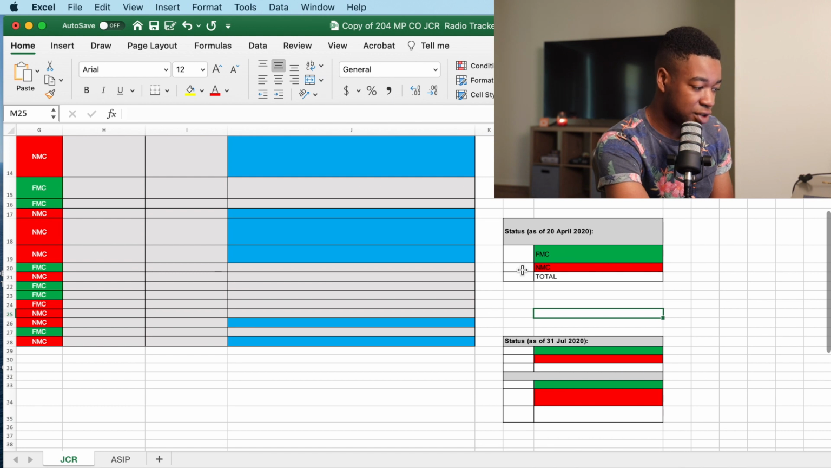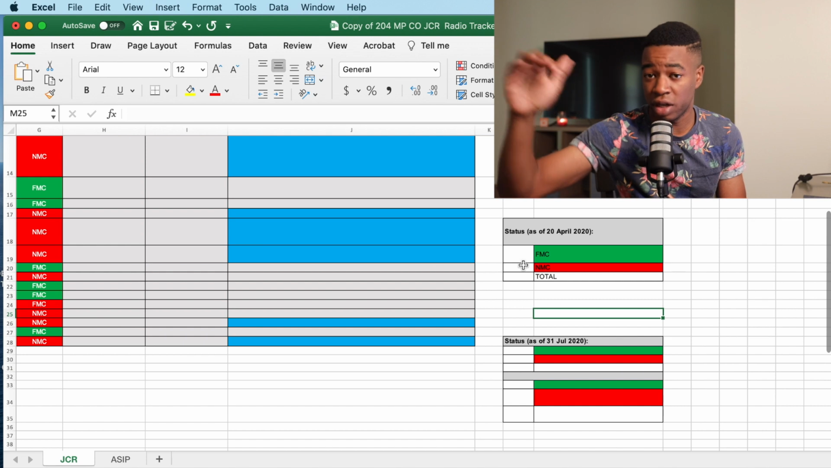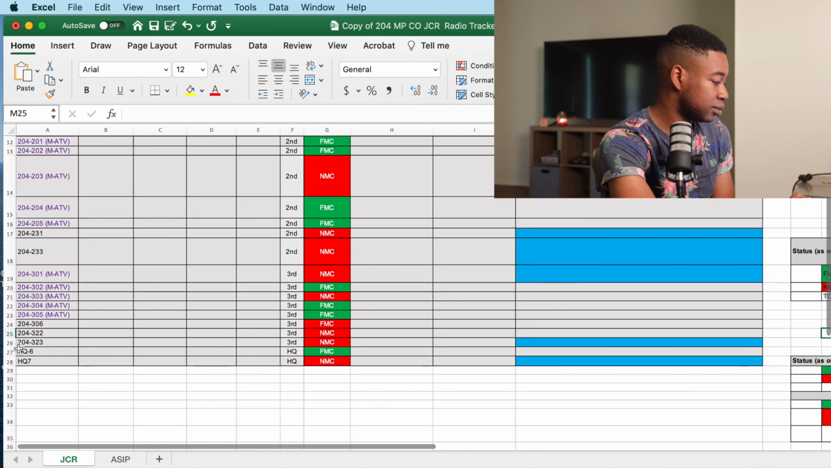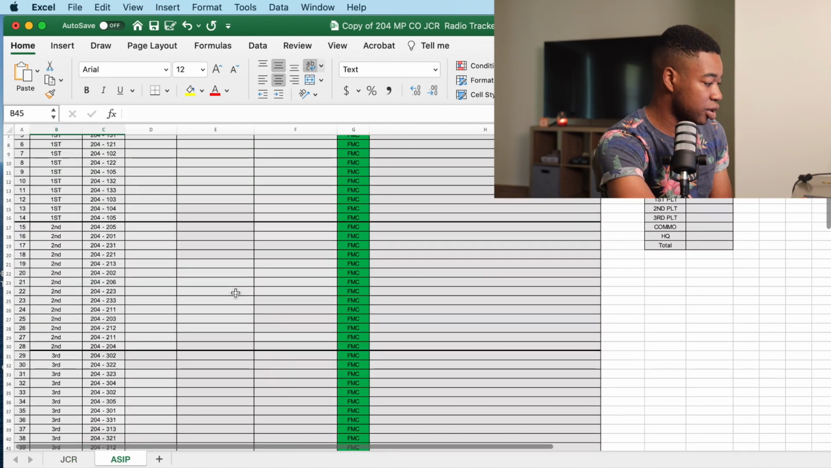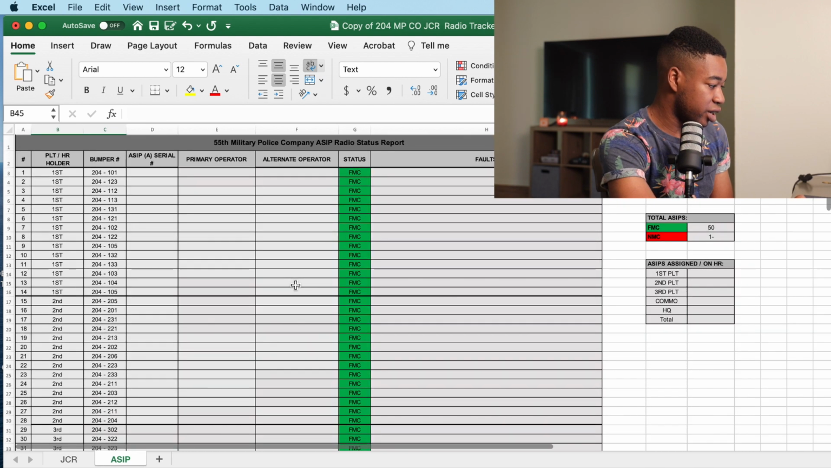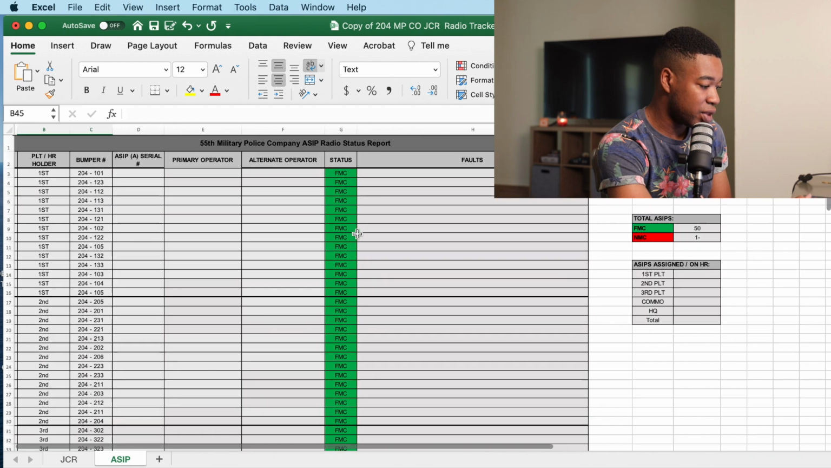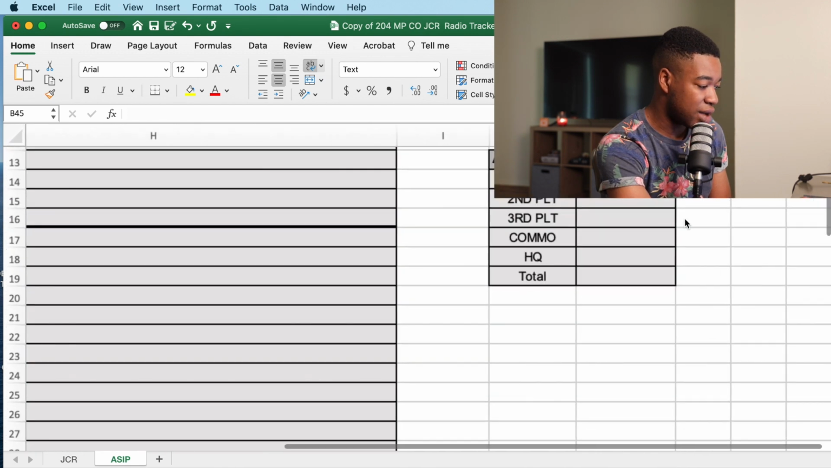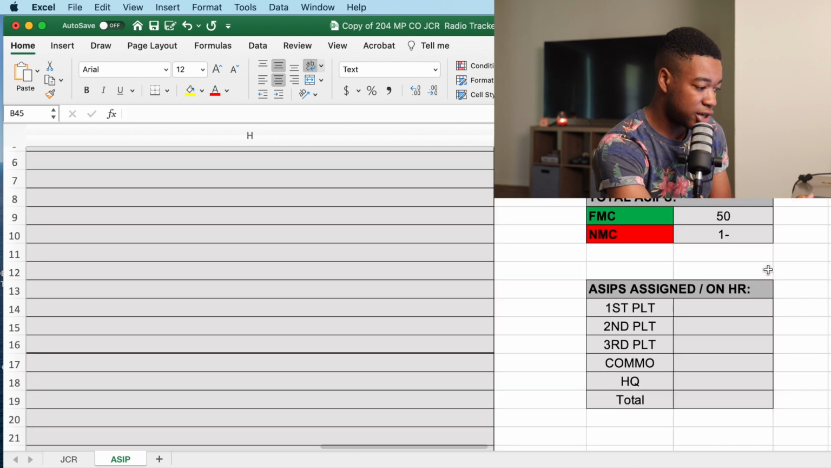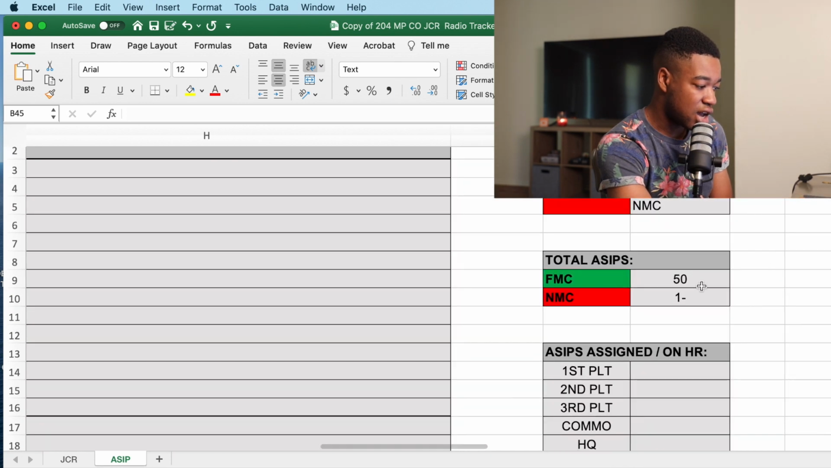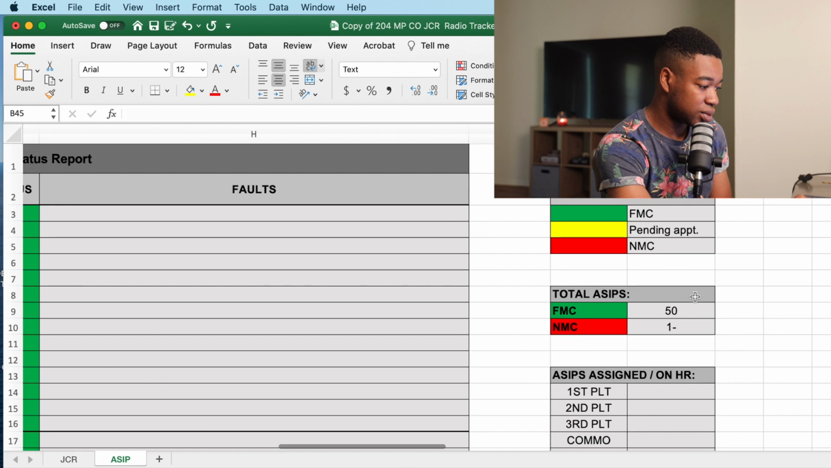So the last time, the 20th of April, we tested this many radios, JCRs. This is what we look at. This is where we're at, sir, ma'am. And then when we go to the ASIP radio tracker, this is just the same thing, just a little different on how it's split up. We have the platoons here, bumper number for the vehicles, the serial number, primary and alternate operator, and the status of the radio. And then I have it broken down based on platoons, how many radios they have, and how many are fully mission capable, how many are not mission capable.